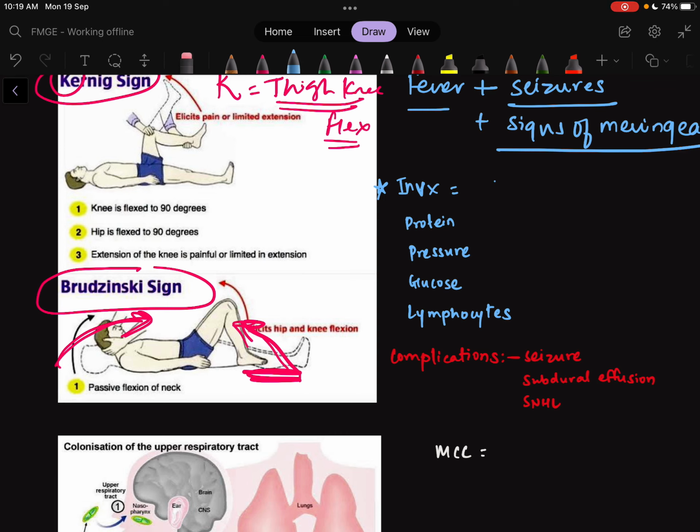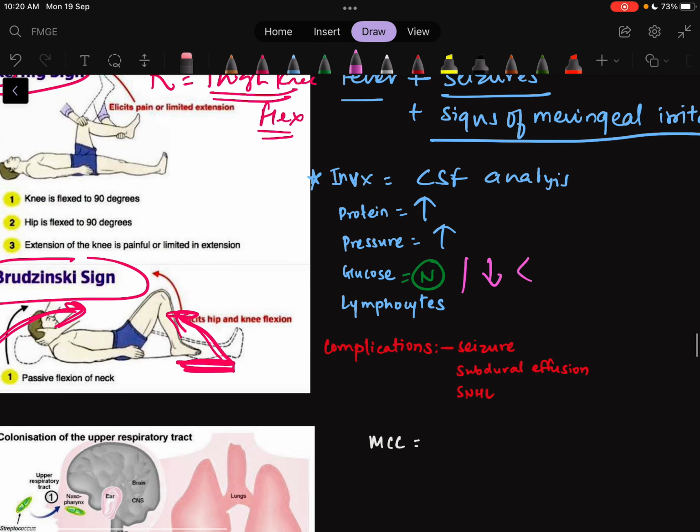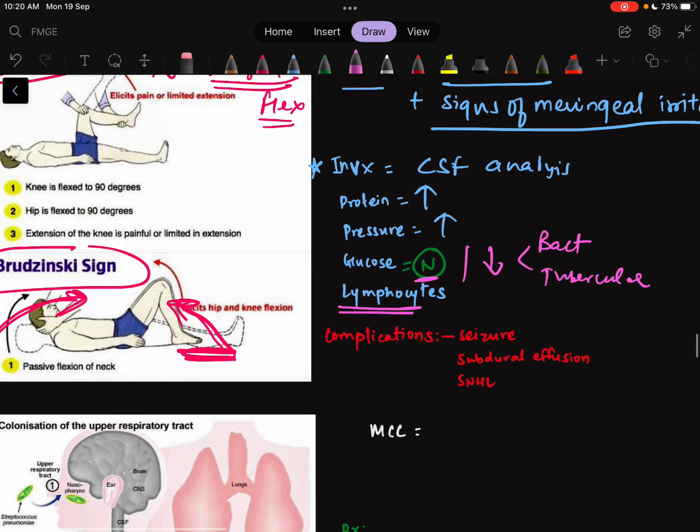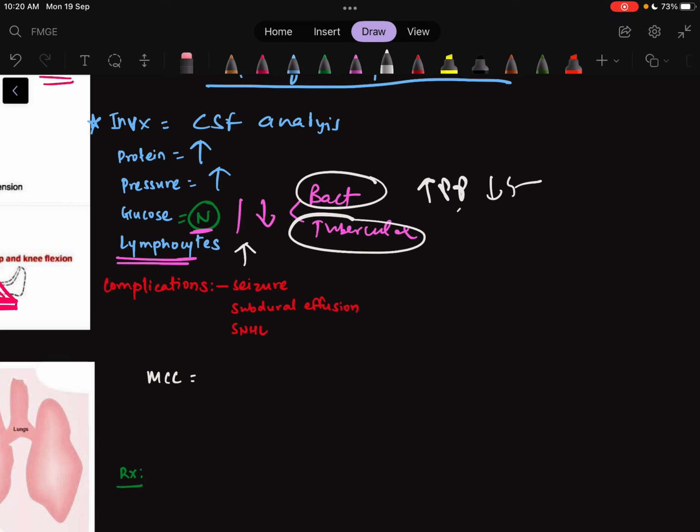Investigation is by CSF analysis. There is an increase in proteins and increase in pressure in cases of meningitis. If viral meningitis, glucose is normal. If bacterial meningitis, glucose is decreased. Bacteria love glucose, so glucose decreases in bacterial or tubercular, and glucose is normal in fungal and viral infection. Lymphocytes are increased in viral meningitis, right? And in bacterial and tubercular, there is increased protein and pressure, and decreased glucose.